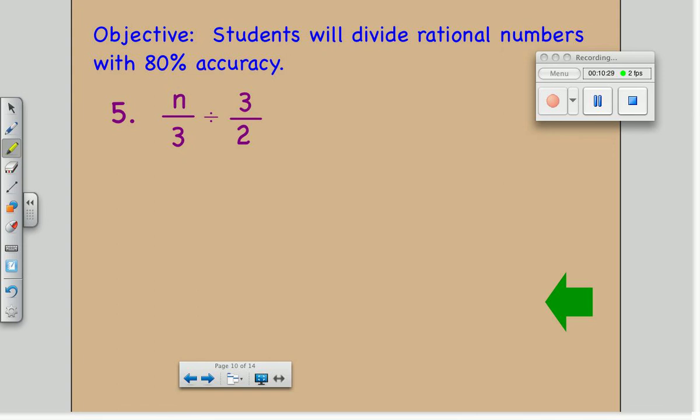n over 3, change division to multiplication, change 3 over 2 to 2 over 3, and multiply straight across. 2 times n is 2n, 3 times 3 is 9. 2n over 9 is your answer.